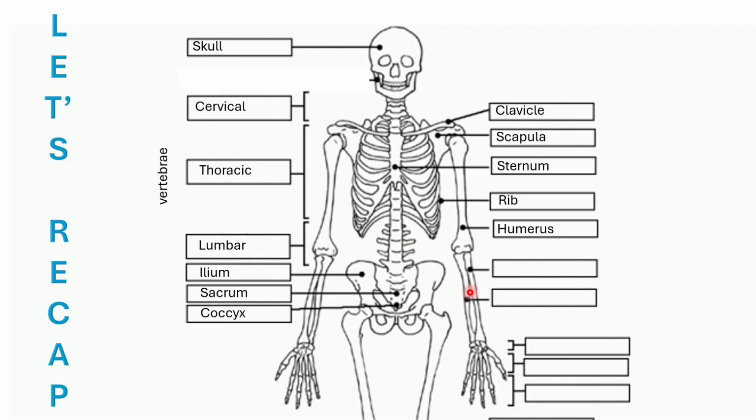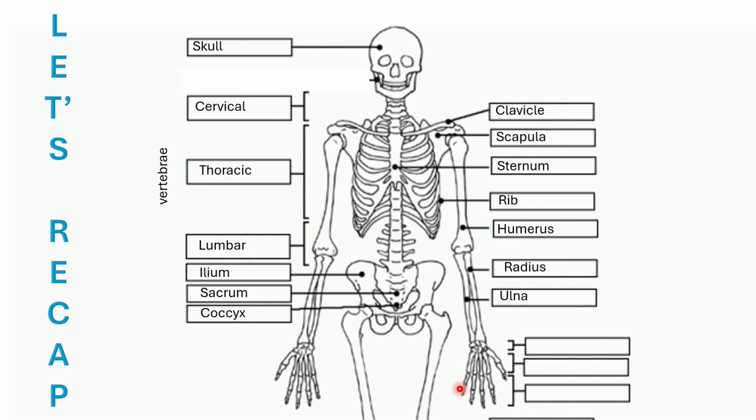To identify which is the radius and which is the ulna, we try to find the thumb, and there's the thumb. And if we see the thumb, we remember that we want to ry in Afrikaans, and that's the bone that you see here, and that's the radius. That is the bone that is connected to the thumb. And then the one that is connected to your small finger is the ulna.